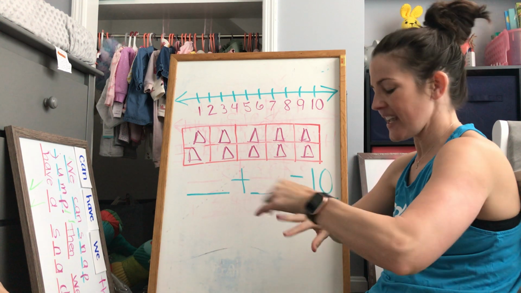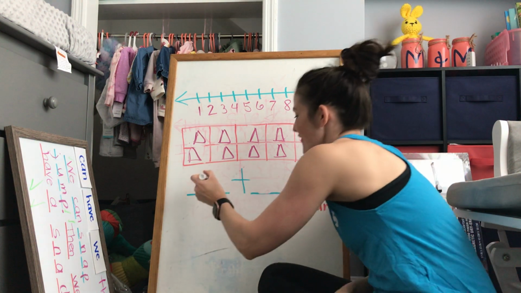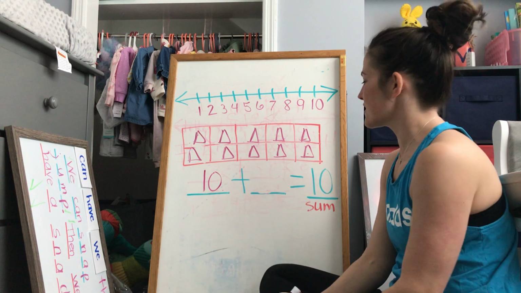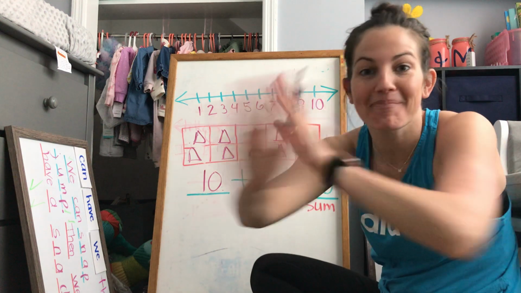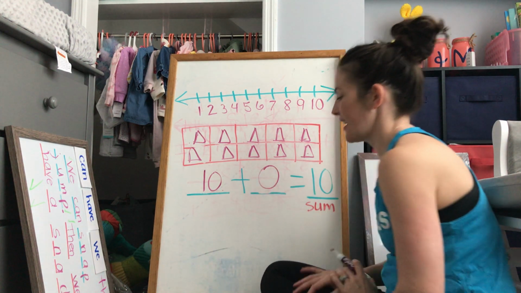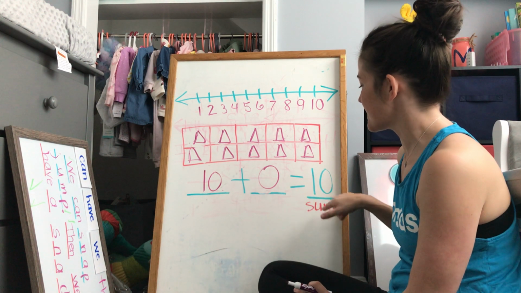How many triangles do you see? 10. I filled in every single spot with a triangle. So 10 triangles. How many circles do you say? 0. So I would put a 0 here. So 10 plus 0 equals 10.